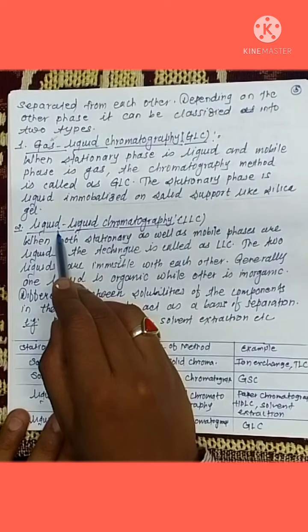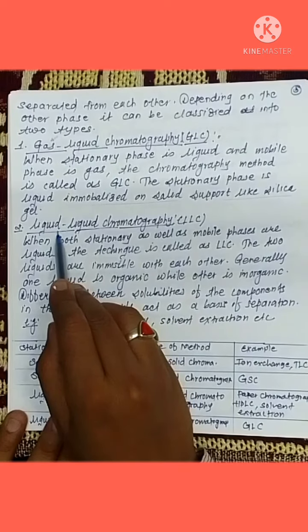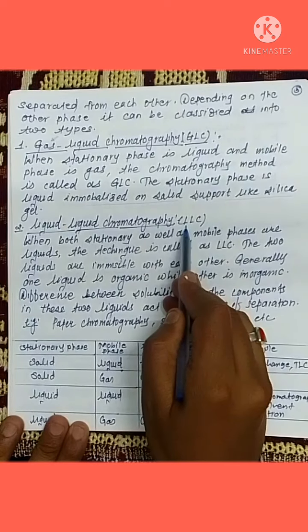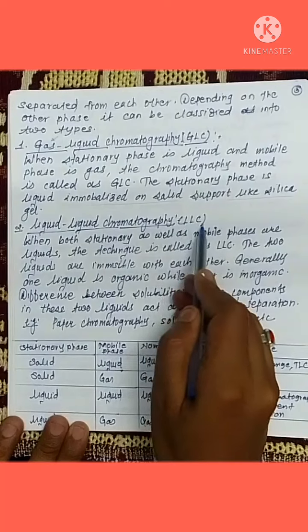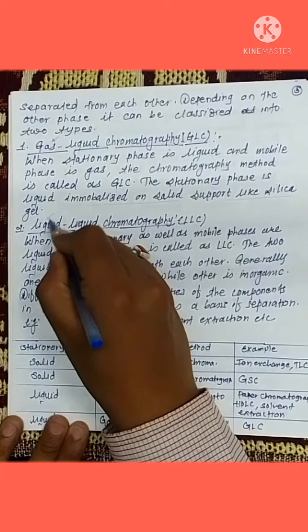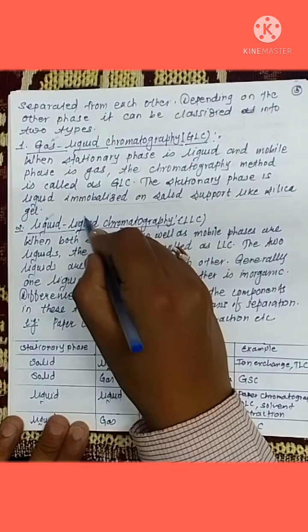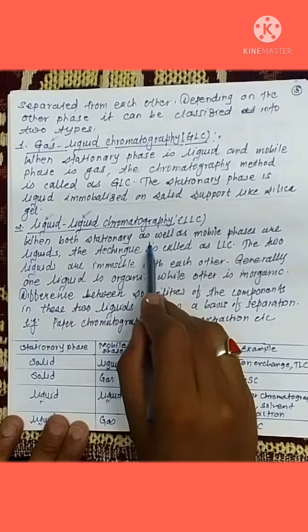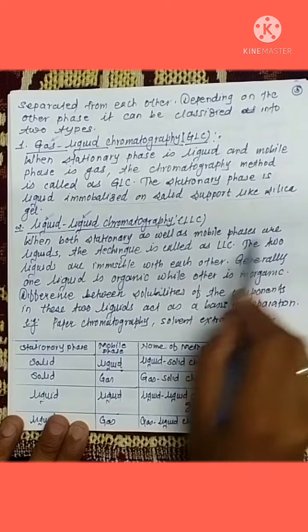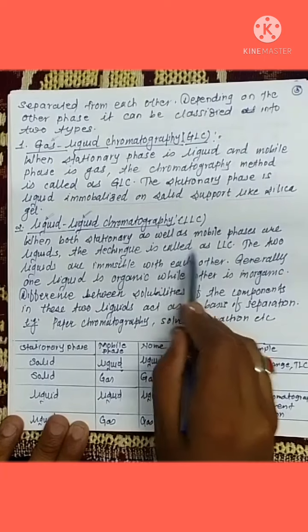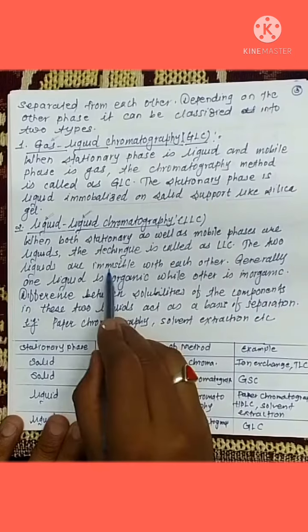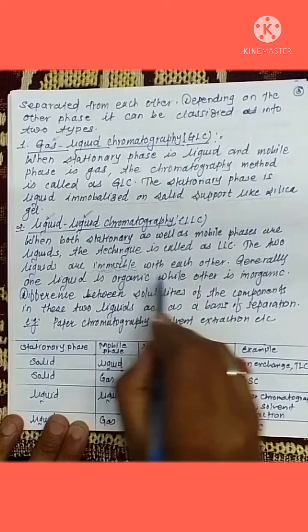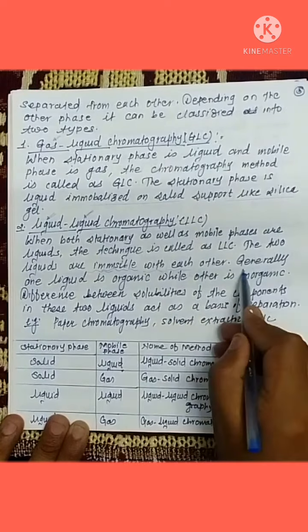The second type of partition chromatography is liquid liquid chromatography, and it is shortly abbreviated as LLC. So here the mobile phase is liquid and the stationary phase is also a liquid. When both stationary and mobile phases are liquid, the technique is called LLC. The two liquids are immiscible. It is important: the two liquids are immiscible with each other.